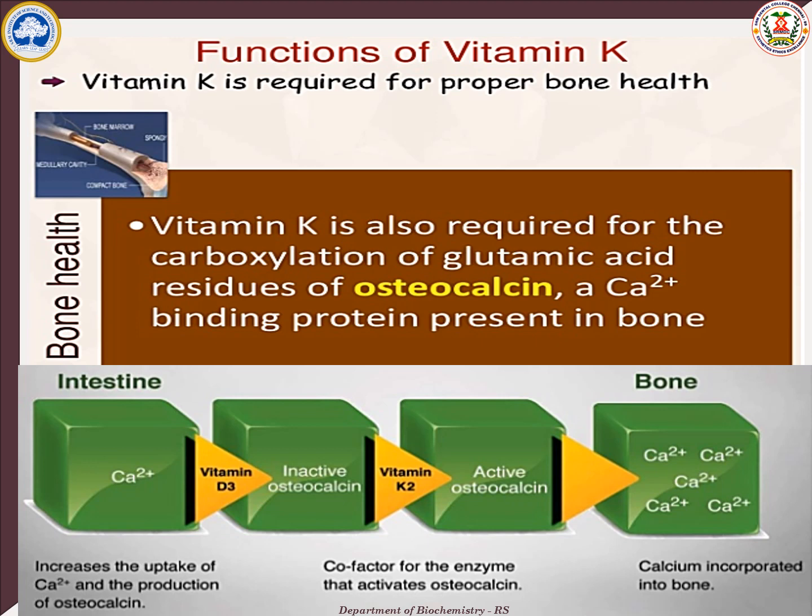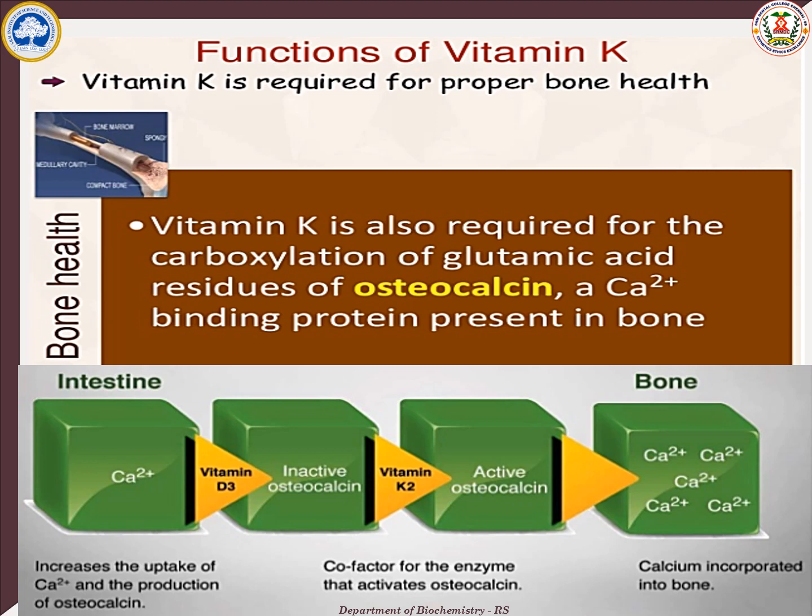This slide shows the second important function of vitamin K, that is the formation of bone or maintenance of proper bone health. Because vitamin K plays an important role in carboxylation of glutamic acid residues, not only present in the clotting factors but also in the osteocalcin protein. So the osteocalcin, which is a calcium binding protein, will be activated or accumulates calcium only in the presence of vitamin K.